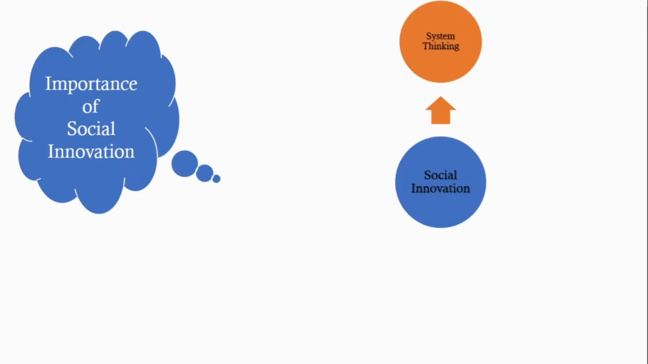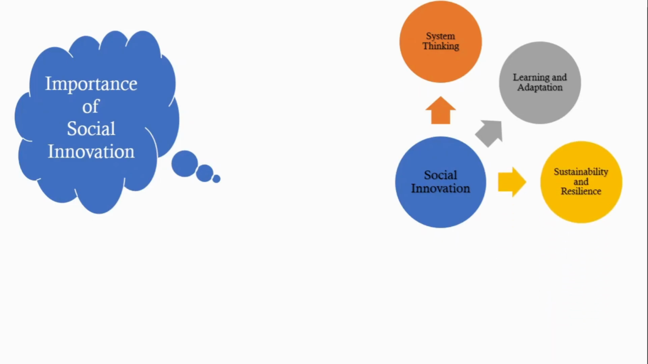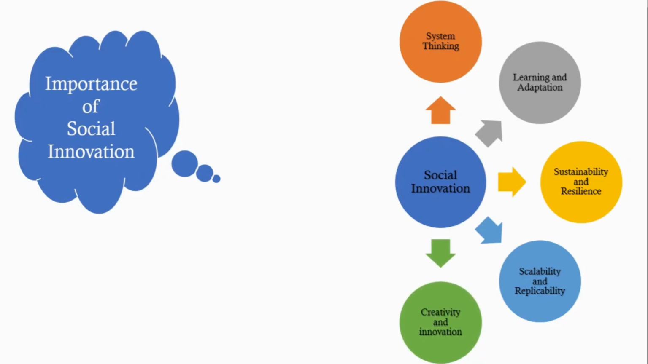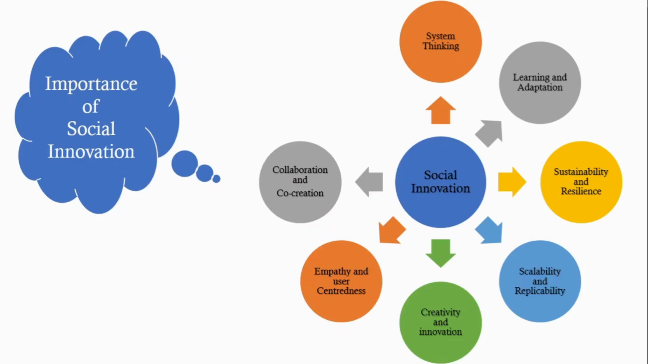Basically, it leads to systems thinking. Social innovation also helps with learning and adaptation, then sustainability and resilience, then it increases scalability as well as replicability, then creativity and innovation, because now people from various fields are coming for innovation. So creativity and innovation will definitely increase. Then empathy and user-centeredness, then collaboration and co-creation, and the last one is social impact. So ultimately, by social innovation we can lead to all these factors. So here is the importance of social innovation.